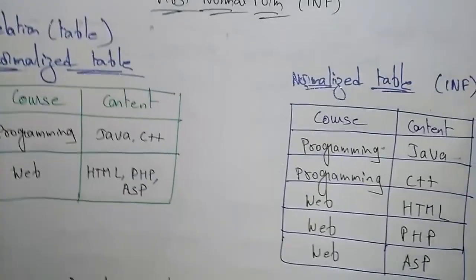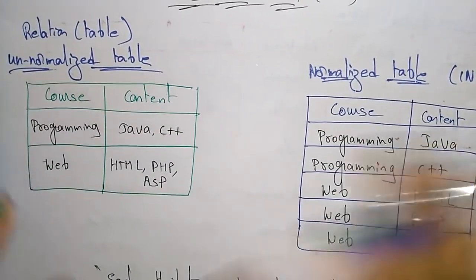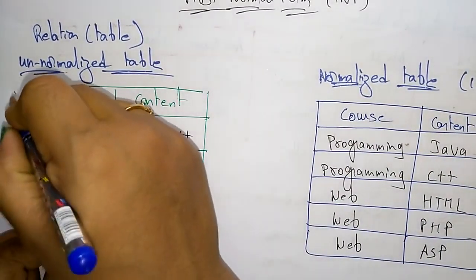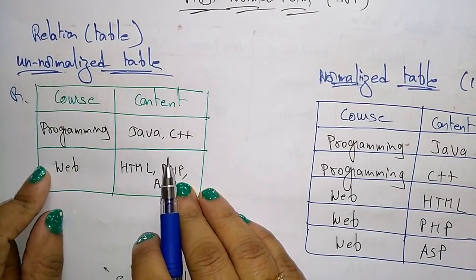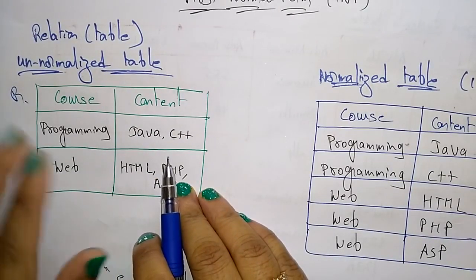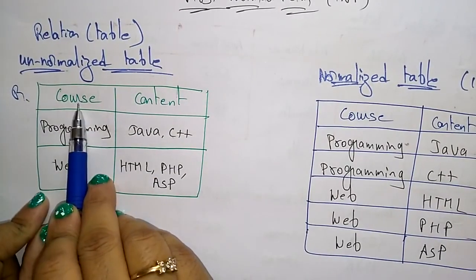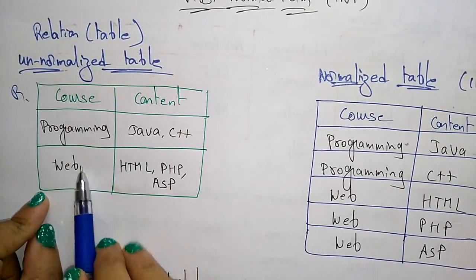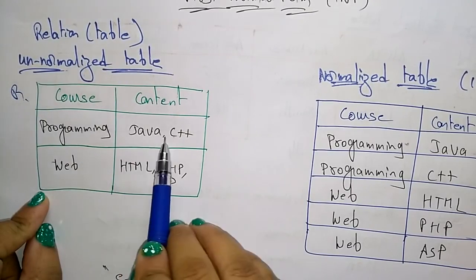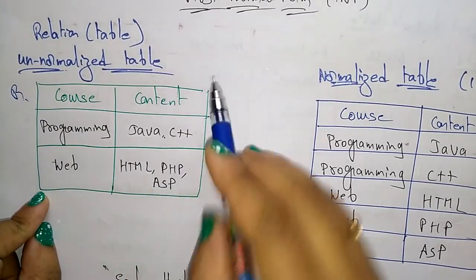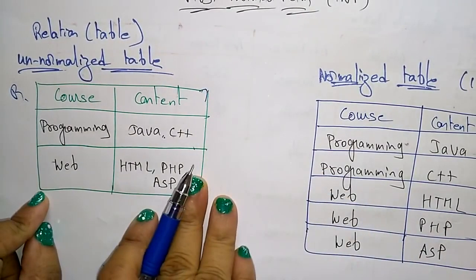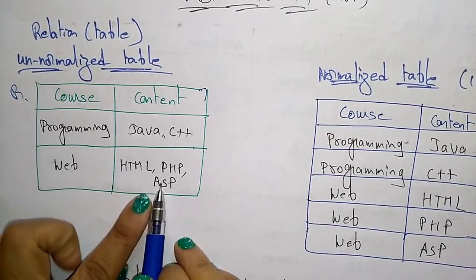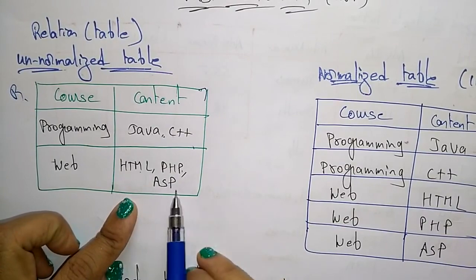Let me explain with another example. Here I have taken one table. This is a relation R, an unnormalized table. Here course is an attribute and content is an attribute, and these are the tuples, meaning the rows. Here it is holding multiple values. Multiple values means it is not in 1NF. Java, C++, and web are holding multiple values: HTML, PHP, ASP.